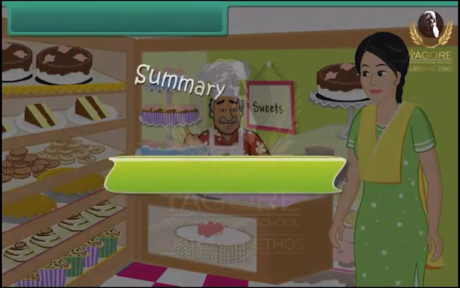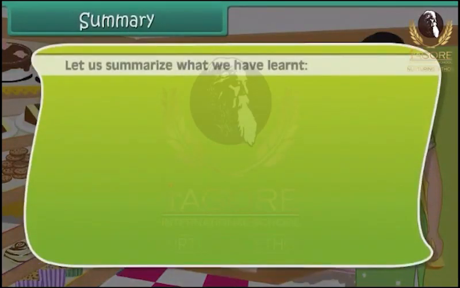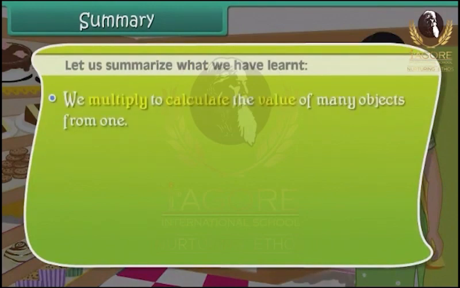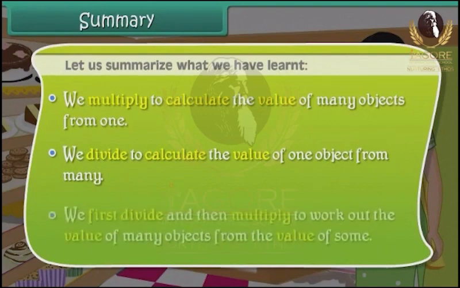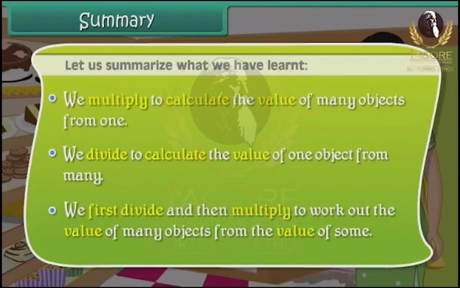Summary. Let us summarize what we have learnt. We multiply to calculate the value of many objects from the value of one. We first divide and then multiply to work out the value of many objects from the value of some.